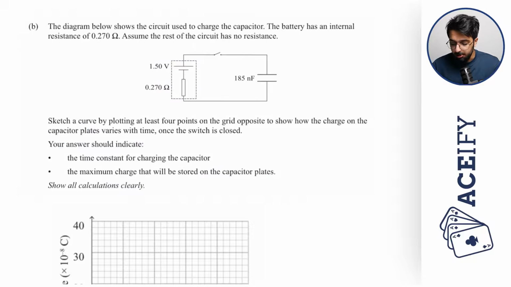There we go. The diagram below shows a circuit used to charge the capacitor. The battery has an internal resistance of 0.27 ohms. Assume that the rest of the circuit has no resistance. Sketch a curve by plotting at least 4 points on the grid opposite to show how the charge on the capacitor varies with time, once the switch is closed. Your answer should indicate the time constant for charging the capacitor and the maximum charge that will be stored on the capacitor plates.